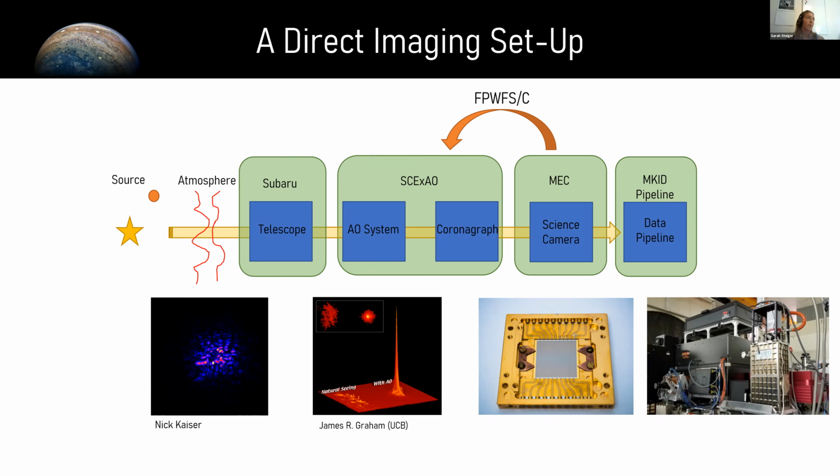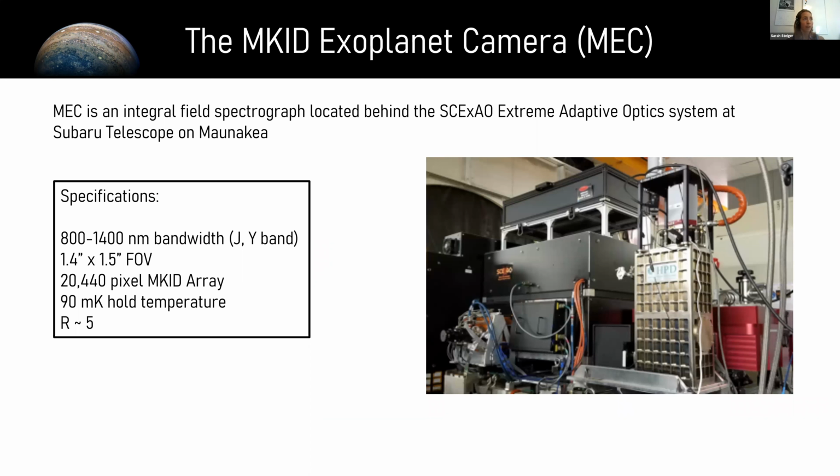So the MKID Exoplanet Camera, or MEC, is an integral field spectrograph, which is located behind the SCExAO extreme adaptive optics system at the Subaru telescope on Mauna Kea. It operates between 800 and 1400 nanometers, which is J and Y band, has a 1.4 by 1.5 arcsecond field of view, and contains that 20 kilopixel MKID array that I showed you guys before. It has a hold temperature of 90 millikelvin and an energy resolution R of about 5 at 1100 nanometers.